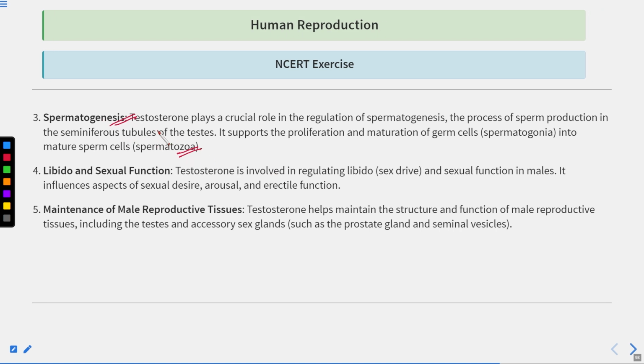This is known as spermatogenesis. Testosterone plays a crucial role in this also. Clear? Now, libido and sexual function. Testosterone is involved in regulating the sex drive and sexual function in males as well. It influences aspects of sexual desire, arousal, and erectile function also. Maintenance of the male reproductive tissues: testosterone helps to maintain the reproductive tissue, including the testes and the accessory sex glands, such as the prostate gland and the seminal vesicles. So, these are the accessory sex glands in the male: prostate gland and seminal vesicles.